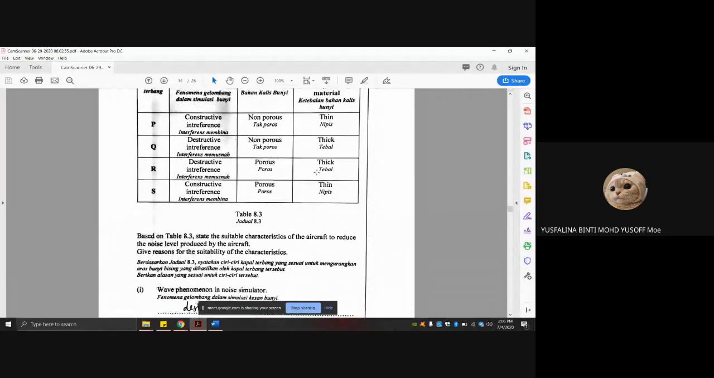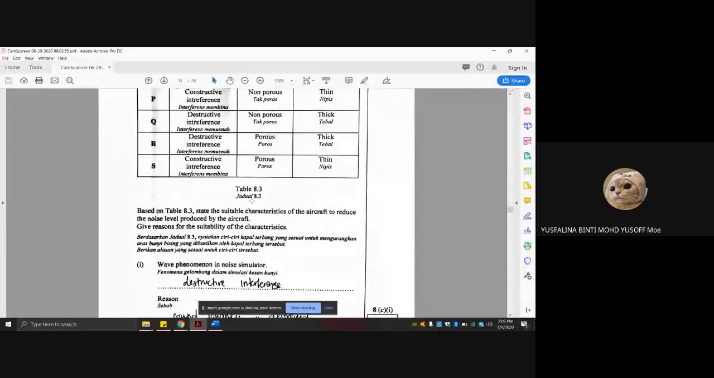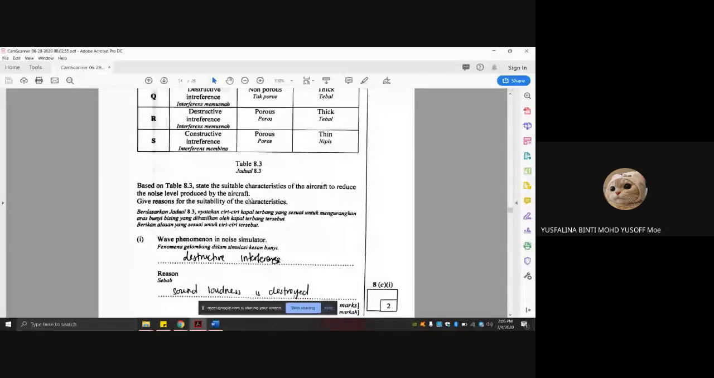So the first one, of course, the wave phenomenon in noise is destructive interference. So the sound loudness is destroyed. Destructive interference, sound loudness is destroyed.